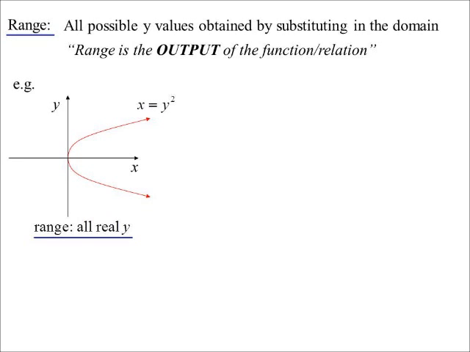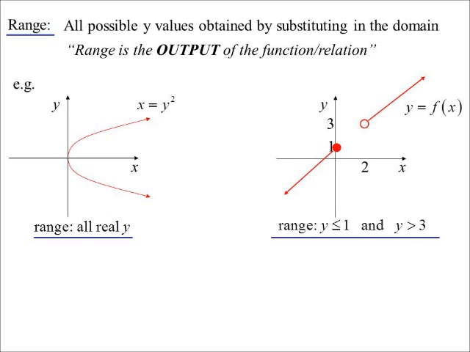Okay, back to this one. We go climbing up, and we have got a gap in our range, just like we did in the domain. So y is less than or equal to 1. y is greater than 3 for that one. So if you know the picture, that's the quickest way of finding domain and range. You just look at the picture and go, oh, there's my answer.